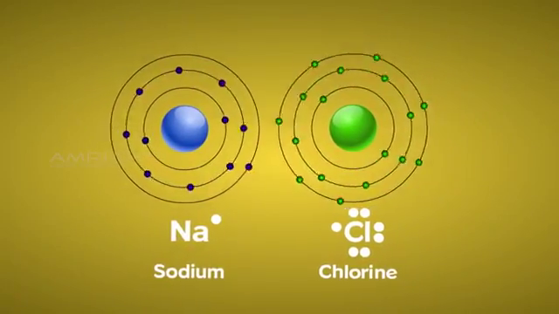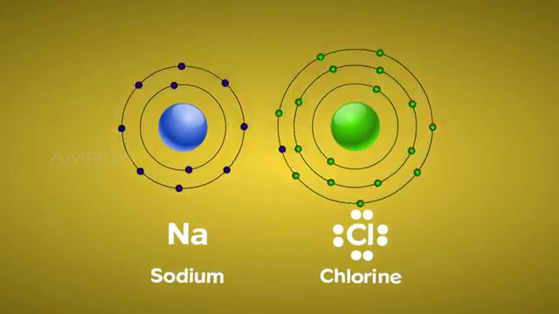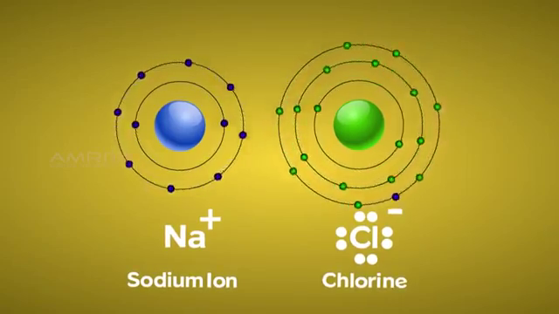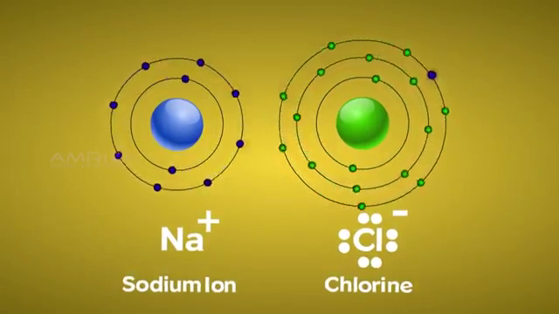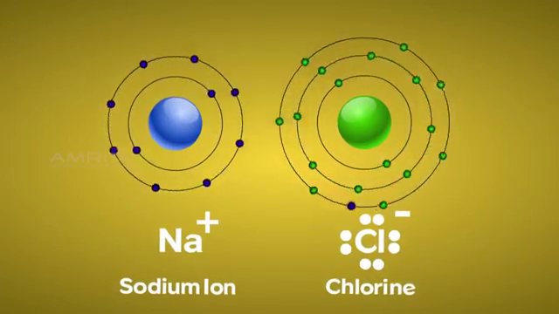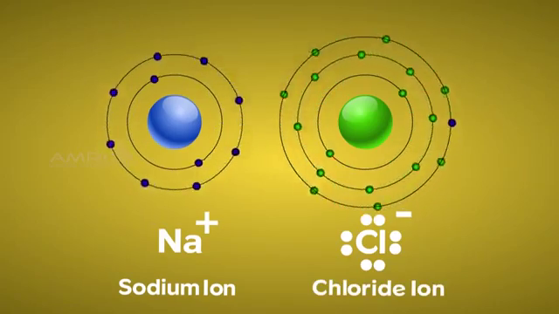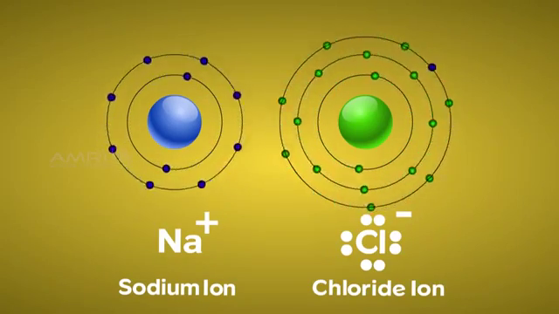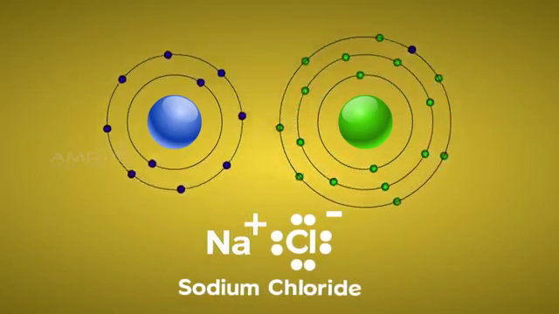When these atoms collide with each other, the sodium atom loses its valence electron and becomes a positively charged sodium ion and attains stable octet configuration. The electron released from the sodium atom is gained by the chlorine atom and completes its octet. Now chlorine becomes a negatively charged chloride ion. The electrostatic force of attraction between these oppositely charged ions results in the formation of a sodium chloride molecule.